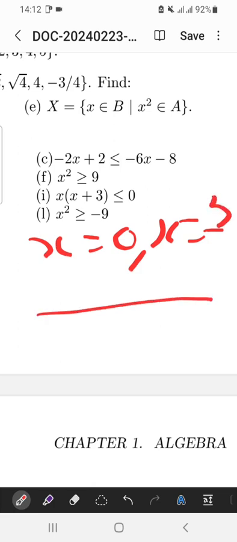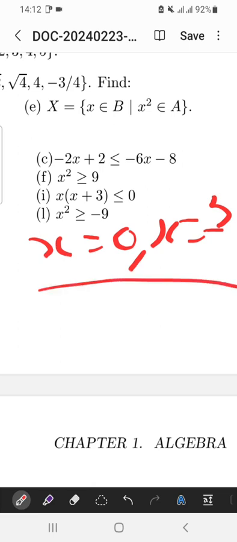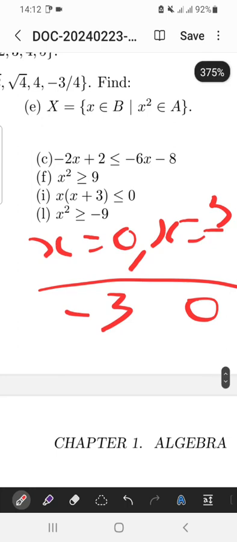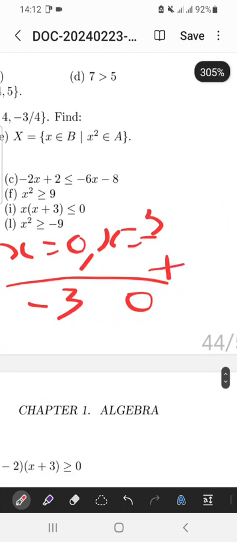Next step, draw a number line. 0, minus 3. Yeah, minus 3. Let's see. Minus 3, 0. Alright, perfect. So put everything that is more than 0, let's say 1. So 1 times 1 is positive, yeah? Positive.